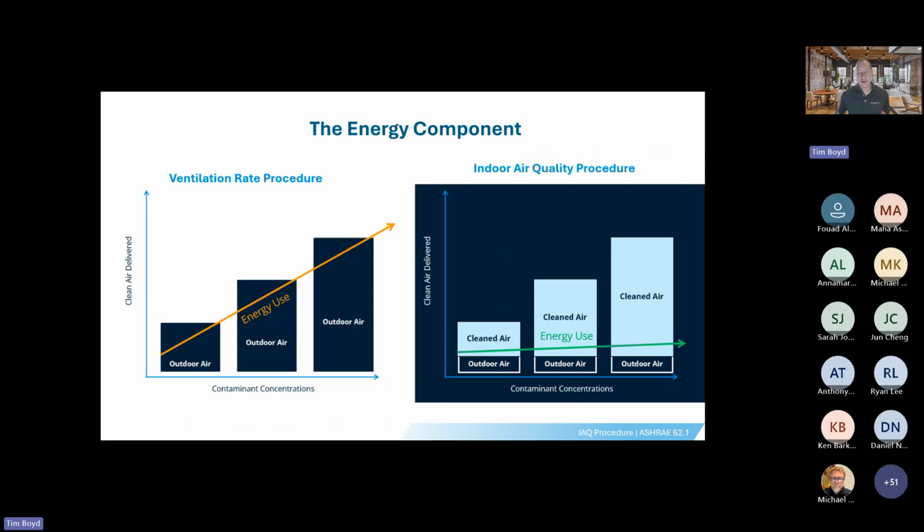So let's now talk to the differences on the energy side of this. Quite simply, the ventilation rate procedure is a very large outdoor air procedure. As I mentioned, it's dilutive. And you would agree that the energy use goes up as you bring in more outdoor air. And so larger systems require a lot of energy for running those systems, as well as the installed cost.